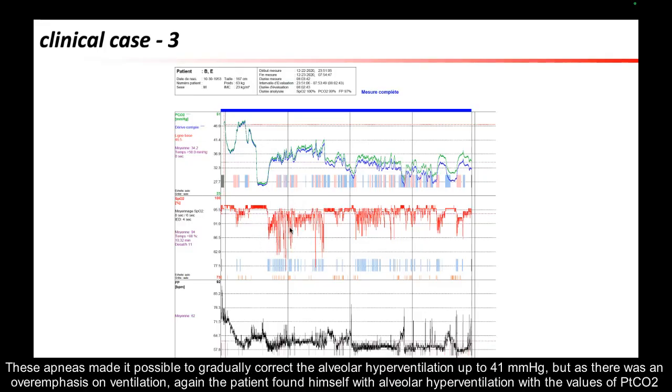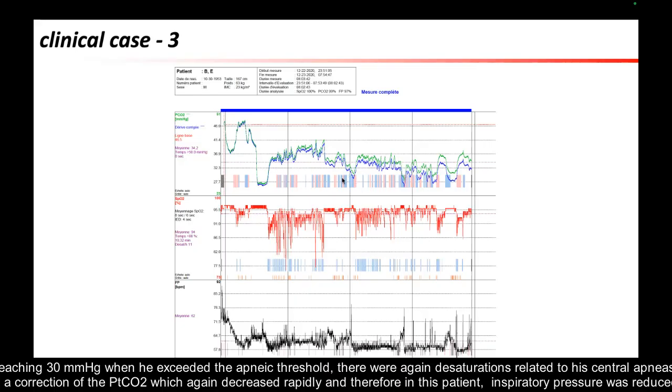These apneas made it possible to gradually correct the alveolar hypoventilation up to 41 millimeters of mercury. But as there was an overemphasis on ventilation, again the patient found himself with alveolar hyperventilation with values of PtCO2 reaching 30 millimeters of mercury when he exceeded the apneic threshold. There were again desaturations related to his central apneas and a correction of the PtCO2 which again decreased rapidly, and therefore in this patient, inspiratory pressure was reduced.